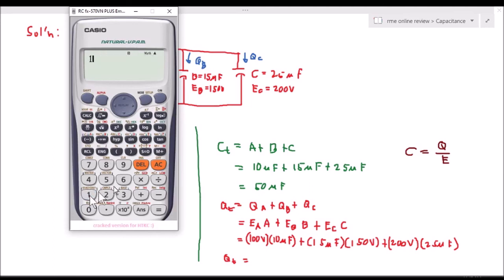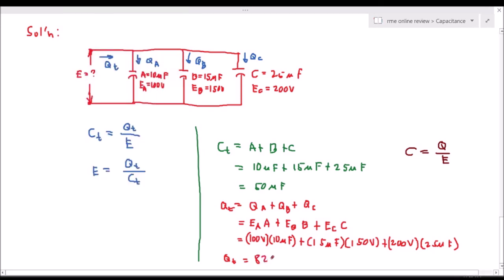So we have, let's use the parenthesis, 100 times 10 micro plus 15 micro times 150 plus 200 times 25 micro. Okay, so our total charge is equal to 8,250 micro. So 8,250 microcoulomb.